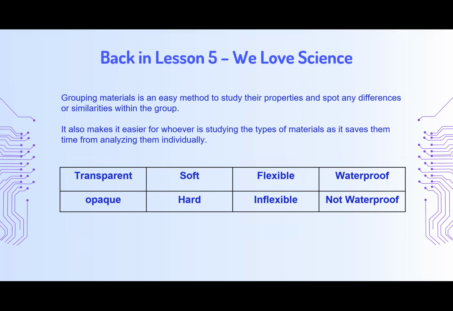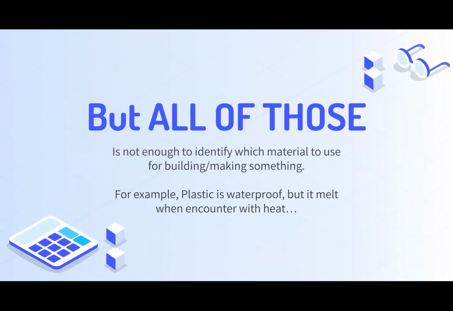Back in lesson 5, we identified a series of properties like transparent, glass; soft like fabrics, clothing; flexible like rubber; waterproof like plastic; opaque like wood, you can't see through; hard, diamond; inflexible like some metals; not waterproof like cotton. So all these we have classified using transparent, soft, flexible, waterproof, opaque, hard, inflexible, and not waterproof. But all of these is not enough to identify which material to use for building or making something.